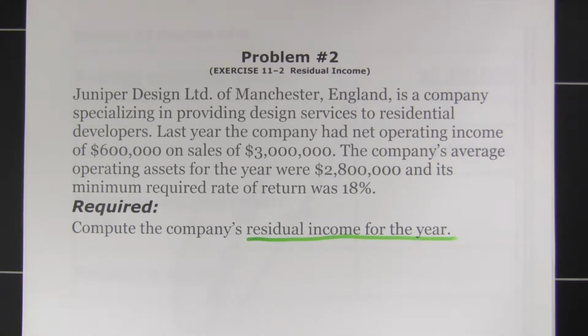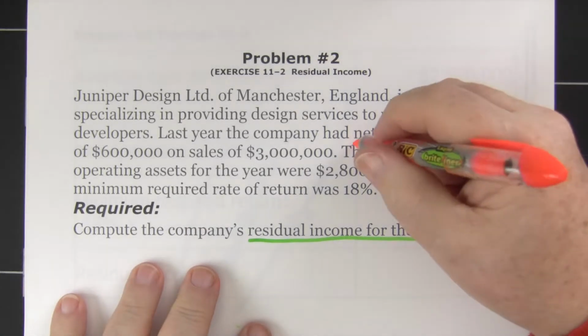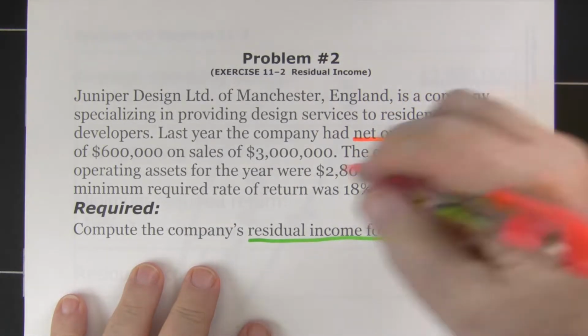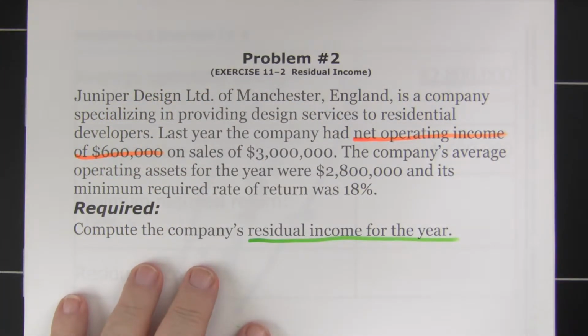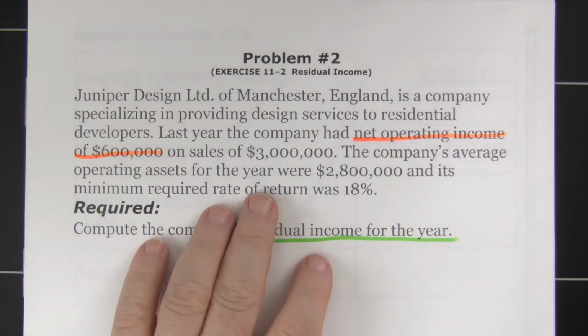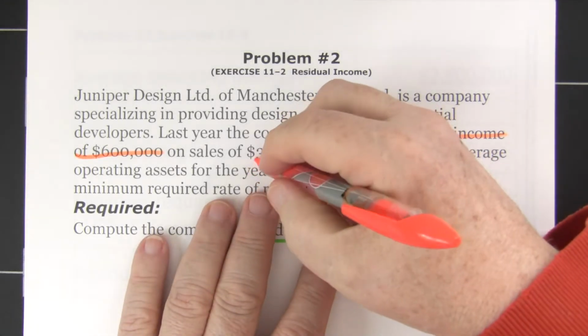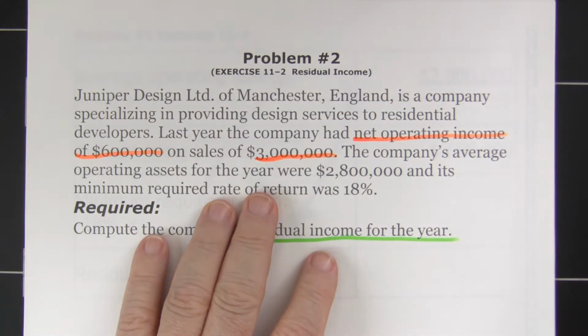So this company, Juniper Design of Manchester, England, oh, these authors are so bloody cosmopolitan, is a company specializing in providing design services to residential developers. Last year, the company had net operating income of $600,000. That's always pretty straightforward. You just grab that from the income statement. On sales of $300, you'll also get that from the income statement.